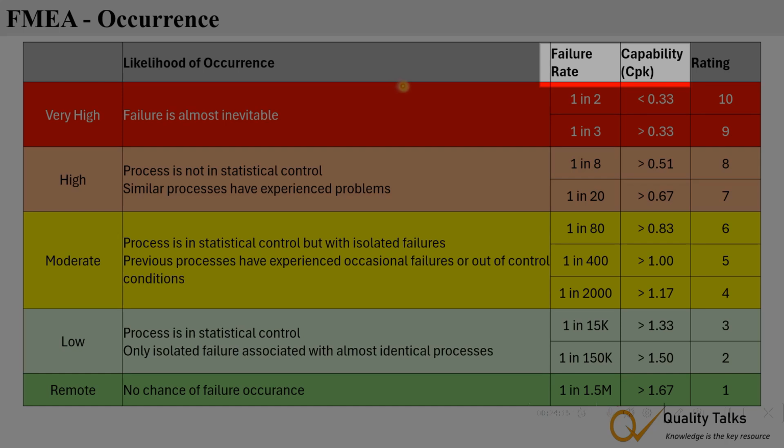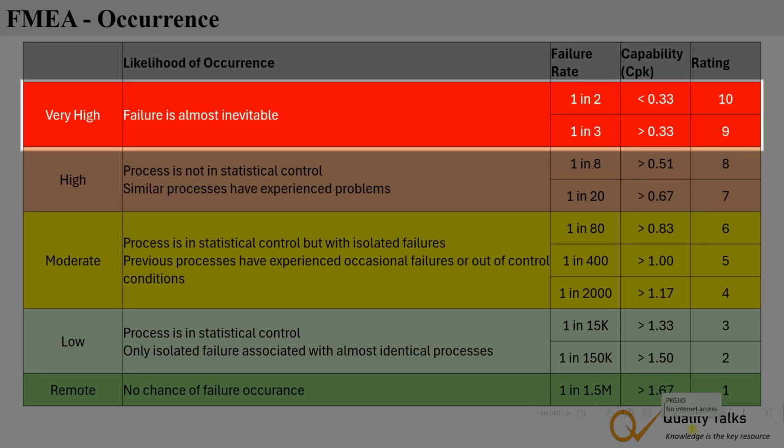Now let's discuss the occurrence. Occurrence is based on past data. Occurrence means how many times it has happened in the past. We have taken two parameters to give the occurrence rating. One is failure rate, the other one is process capability.